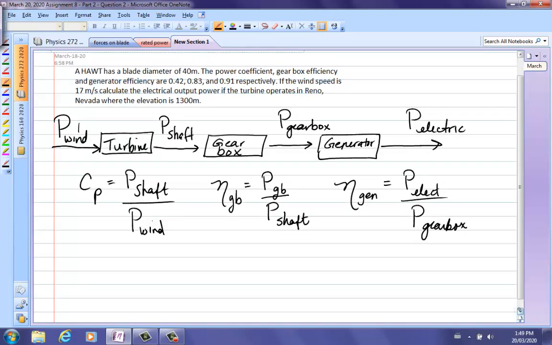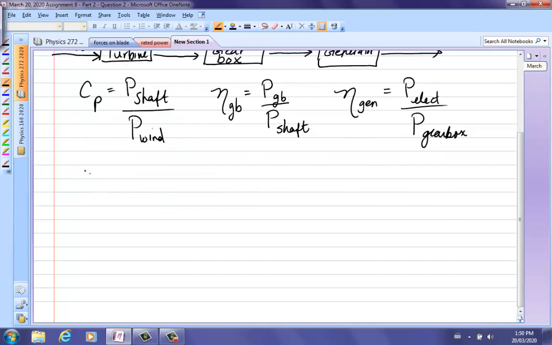Now, depending on how big the machine is, these values have different ranges. For large machines, this power coefficient is only as high as 0.5. The gearbox is pretty efficient. It can be anywhere from 0.8 to 0.95. And generators are phenomenally efficient as well, from 0.8 to 0.95. Okay, so the overall efficiency, we'll call it eta total, is just the product of these three efficiencies: power coefficient, gearbox efficiency, and generator efficiency.